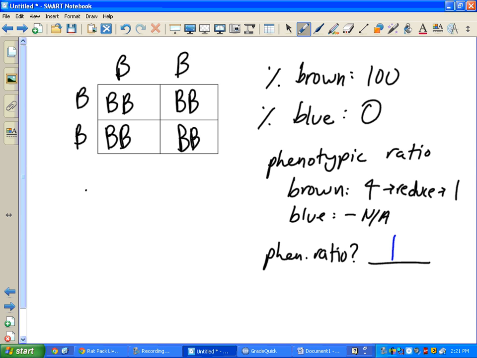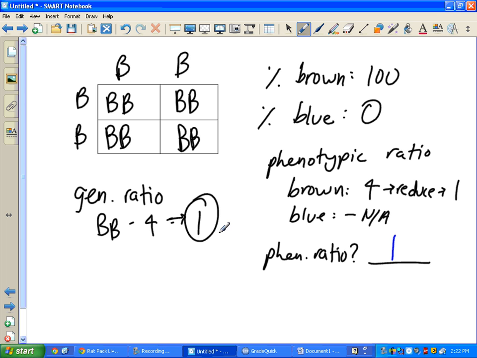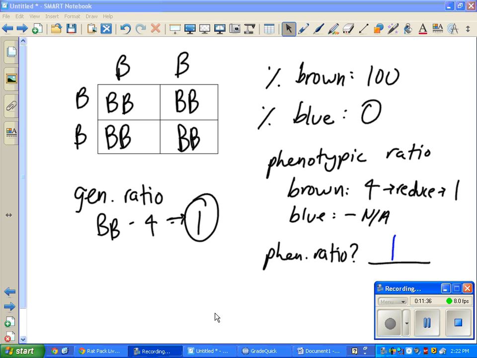And it's the same with the genotypic ratio. Okay, you have all homozygous dominant. That's the only option you have. And you have 4 of them. So that's going to reduce to 1. That's kind of weird, but you just need to remember it. Okay, and that's it for how to figure out phenotypic, genotypic, percentages, and ratios.